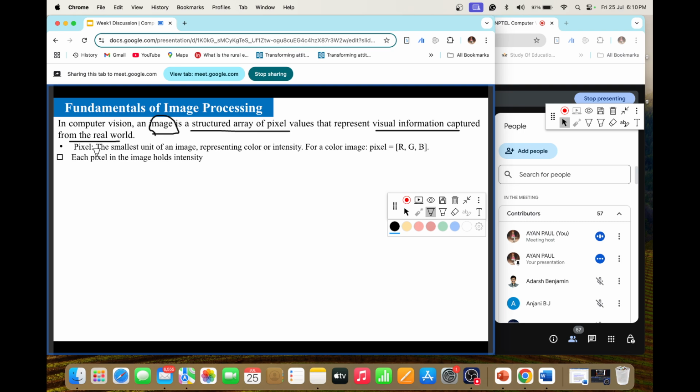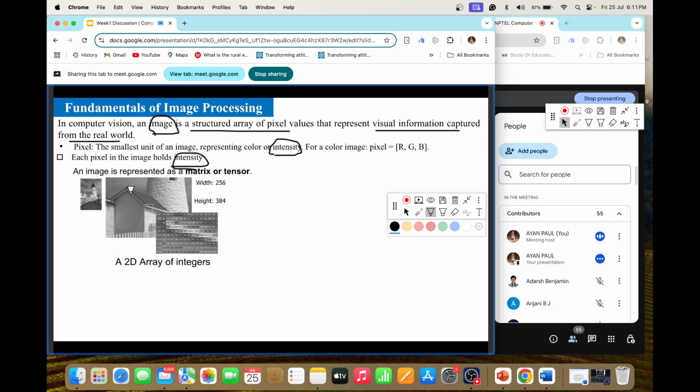Again I am repeating, an image is a structured array of pixels. An array is a collection of numbers, so it is a collection of different pixels. The pixel, the smallest unit of an image, collects the intensity or the color information of that image. So each pixel in the image holds the intensity, and this you must always understand.